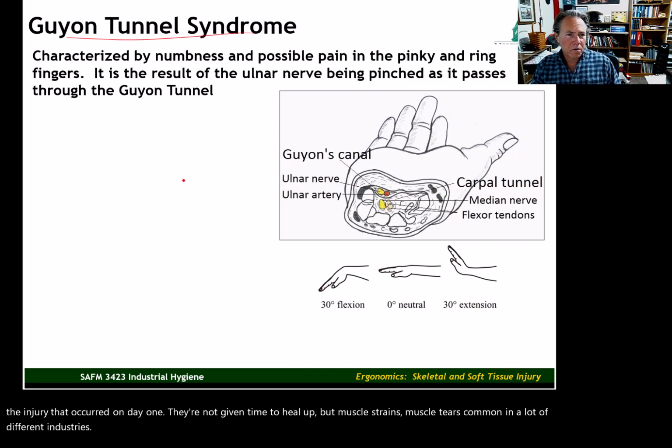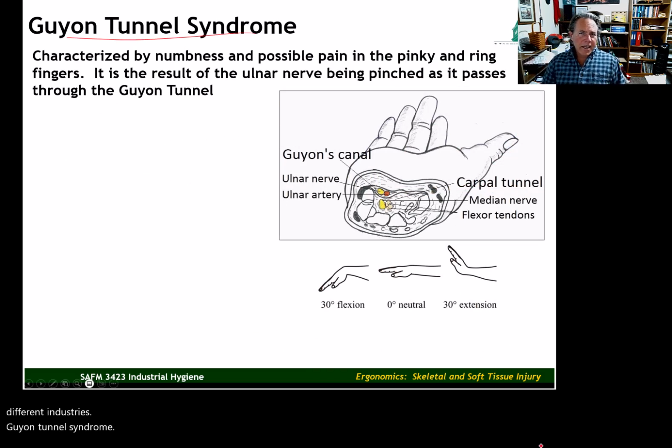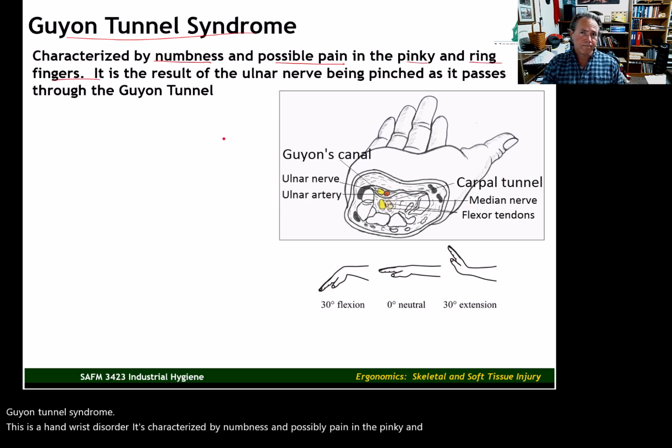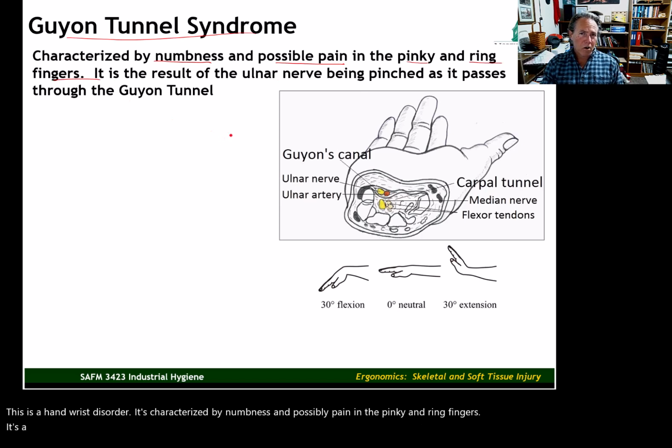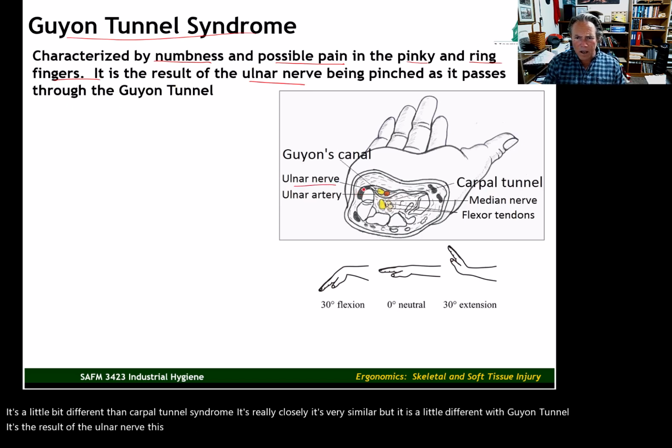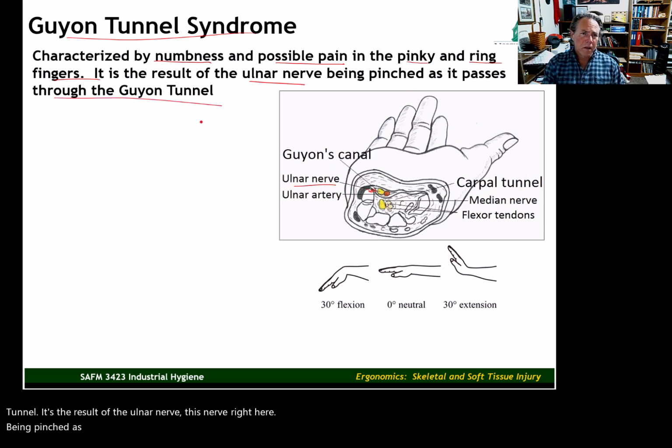Guyon tunnel syndrome. This is a hand-wrist disorder. It's characterized by numbness and possibly pain in the pinky and ring fingers. It's a little bit different than carpal tunnel syndrome. It's very similar, but it is a little different. With Guyon tunnel, it's the result of the ulnar nerve, this nerve right here, being pinched as it passes through the Guyon tunnel or the Guyon canal.